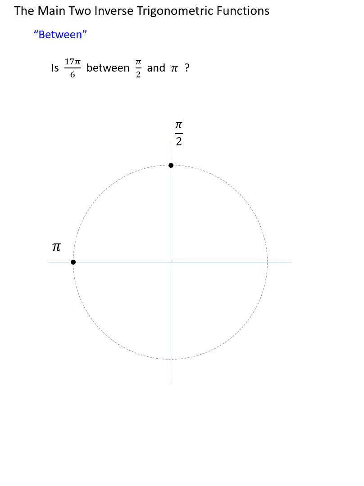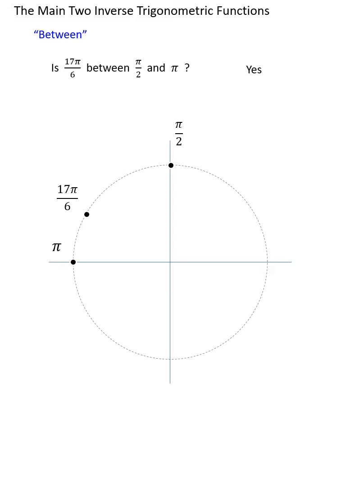Because 17 pi over 6 is bigger than 2 pi, it would wrap all the way around and continue past one full revolution to right here. And by the way, this is coterminal with 5 pi over 6. So now to answer the question, is 17 pi over 6 between pi over 2 and pi? This question here does seem to have an answer of yes.